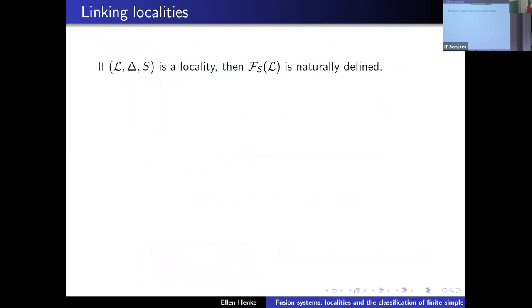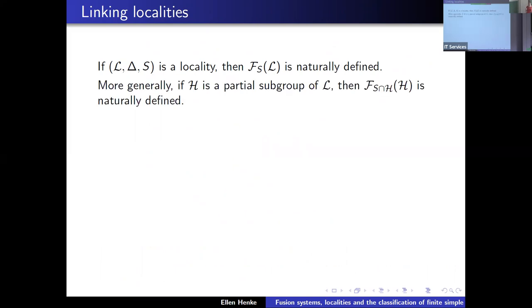So speaking about fusion systems, if (L, Δ, S) is a locality, then there is naturally a fusion system defined. We have conjugation naturally defined, and we can look at conjugation homomorphisms between subgroups of S, and then we take the fusion system which is generated by that. And we can do this more generally: if H is just some partial subgroup of L, then we can define a fusion system over S intersect H in a natural way. And we say that (L, Δ, S) is a locality over F if F is just F_S(L).